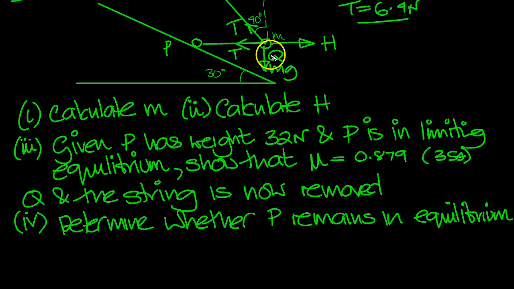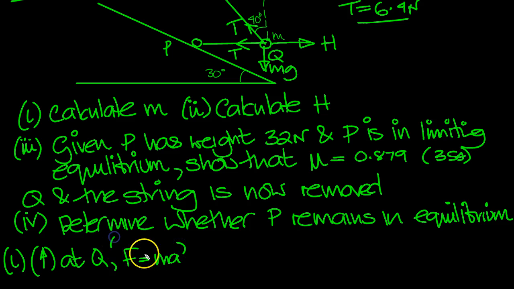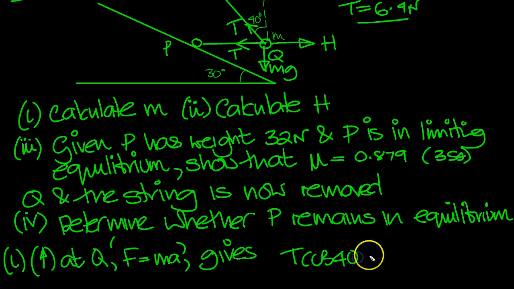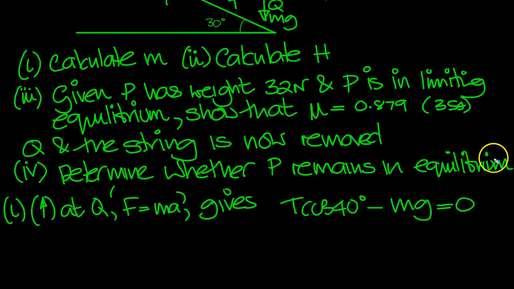Calculate the mass m. So let's resolve forces at Q vertically. Basically we're applying the formula F equals ma. There's no acceleration, so the resultant force will be 0. Vertically then, we've got T cos 40 degrees minus mg equals 0. So that tells us the mass. Move this over: mg is equal to T cos 40.